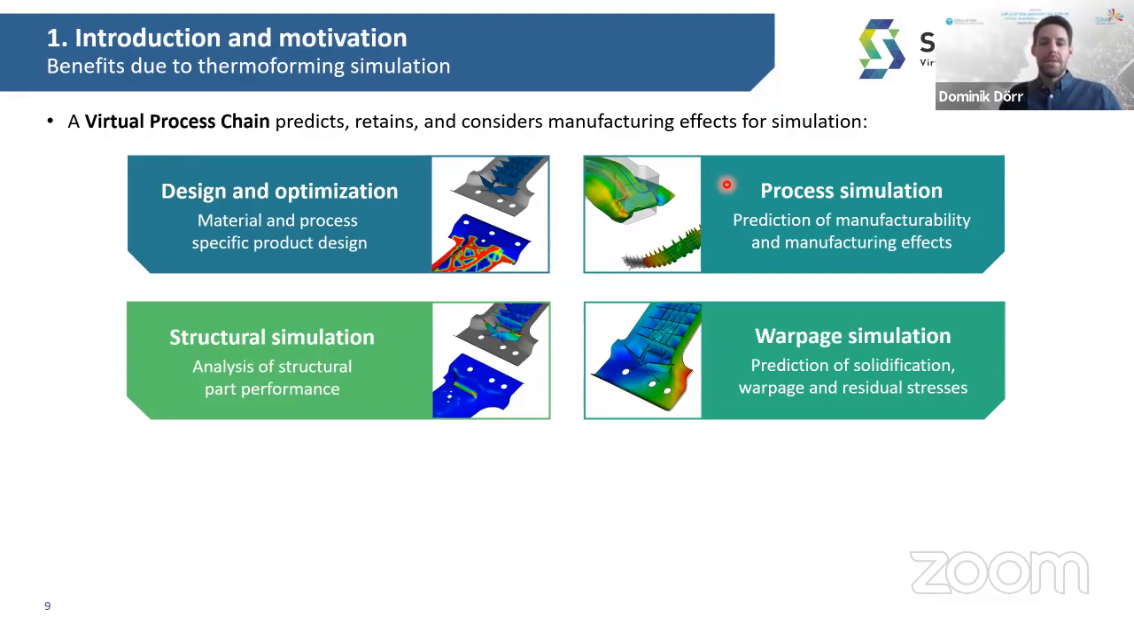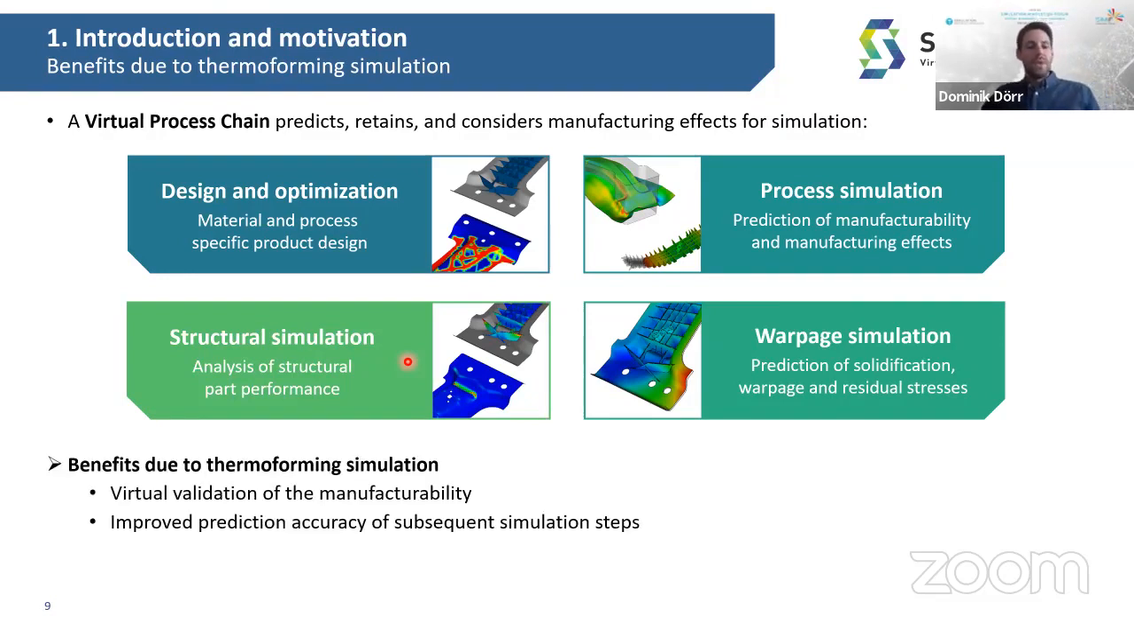subsequent simulation steps, which can be first a warpage simulation, which is done to predict the dimensional stability of our part. And then we transfer the information also gained here to the final structural simulation, for instance, also including residual stresses. And based on this, we gain the prediction accuracy of our final engineering step, again, which is the structural simulation.